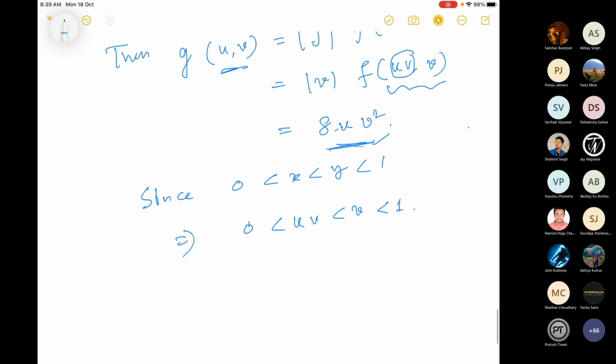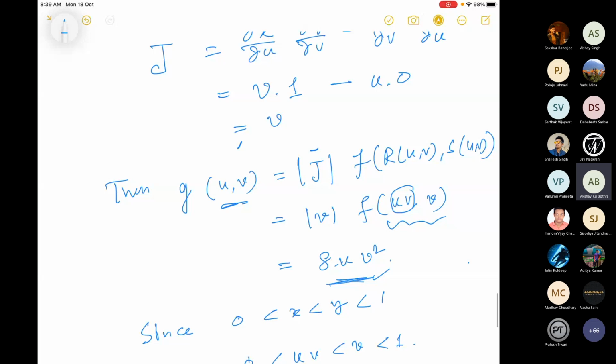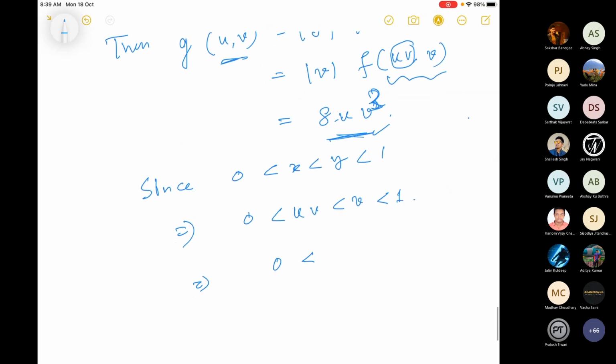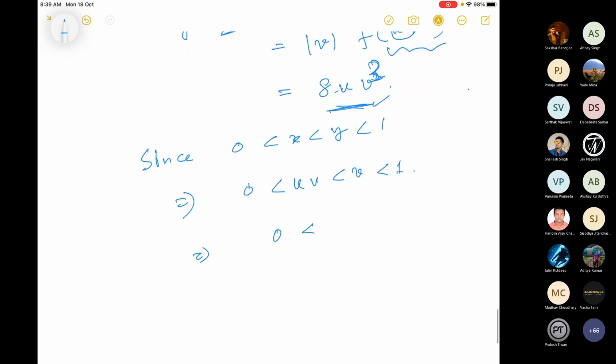Then what can we say from here? It should be v cubed now. Sorry, you're right. So 0 less than uv less than v, or you can say 0 less than v less than 1. So this is the domain where this is the PDF.